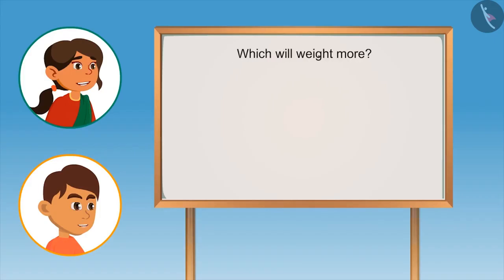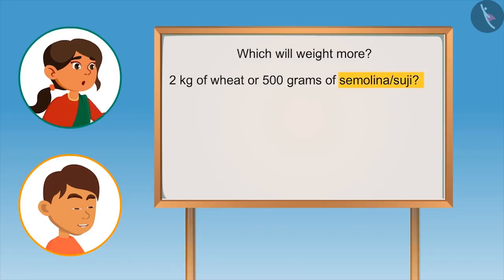Neetu, can you tell which will weigh more? 2 kgs of wheat or 500 grams of suji? Brother, suji, as 500 is greater than 2. Yes, Neetu, you are right. But I have asked which is greater, 2 kgs or 500 grams? Focus on the units. Oh, yes, right, brother.